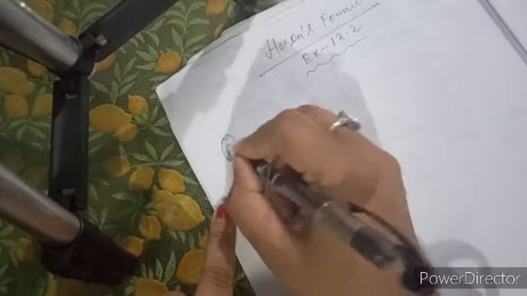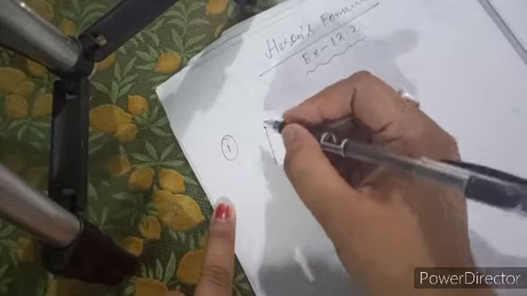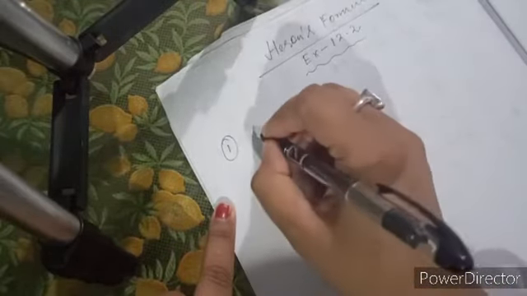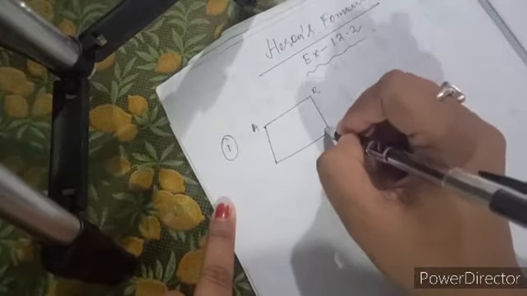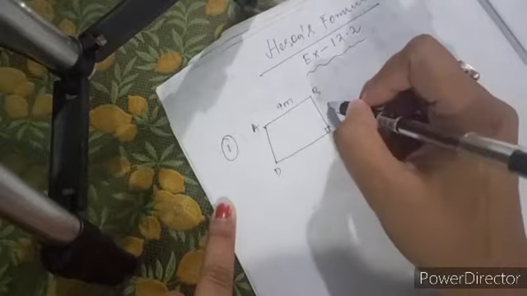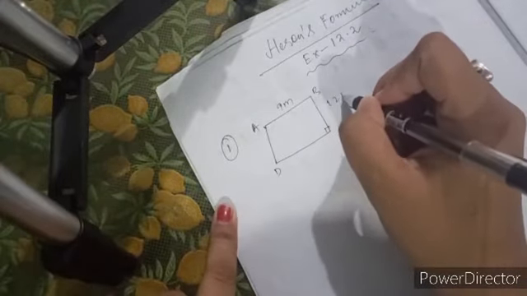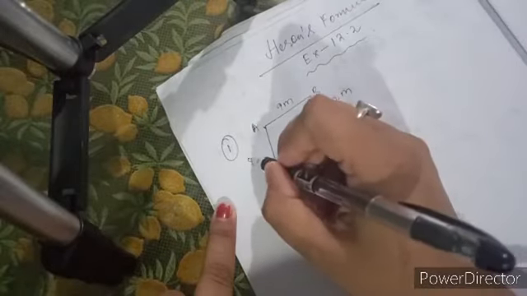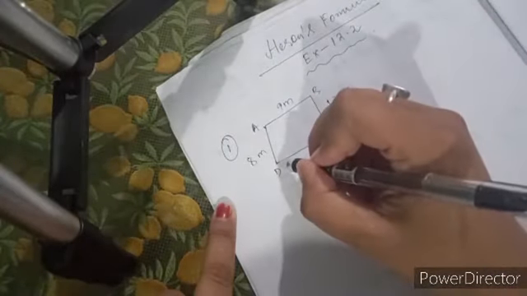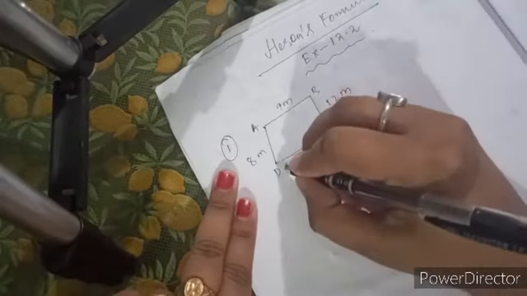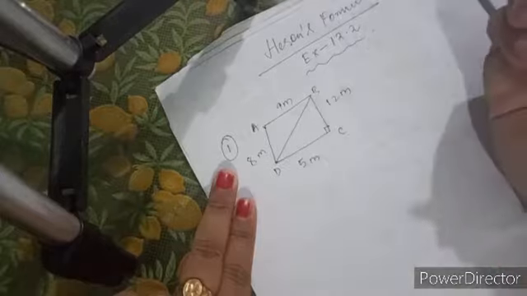So let us first try to draw the diagram. It's a quadrilateral with angle C as 90 degrees. So A, B, C and D. AB is 9 meters, BC is 12 meters, CD is 5 meters and AD is 8 meters. So here, let us join B and D.